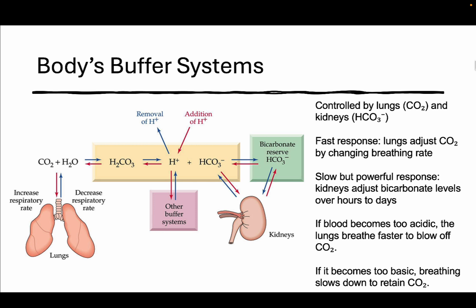If blood becomes too acidic, the lungs breathe faster to blow away the CO2. And remember that while CO2 is associated with acidity, when we're breathing, we're getting rid of CO2, right? So the faster our breathing rate is, we're breathing in oxygen, exhaling CO2. So keep that in mind, right? If it becomes too basic, breathing slows down, retains CO2, that makes more acid, and there we are, right?